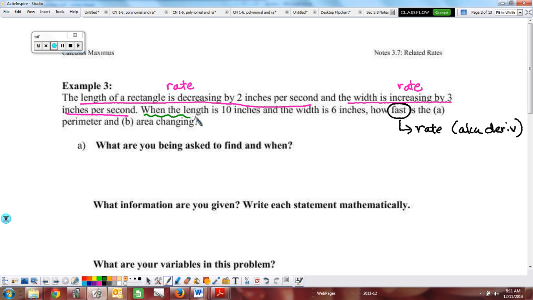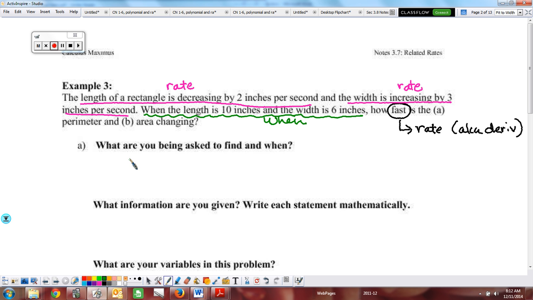Now I'm going to talk about this in more detail in a second, but I'm going to tell you that this is your "when," when you're interested in what's going on. And then we have the question, which is saying, I want to determine how fast the perimeter is changing. Let's do A first. So we're looking for a rate. I immediately read through this and go, hey, this is a related rates problem. I'm given some rates and a when, and then I'm asked how fast. So I'm being asked to find how fast.